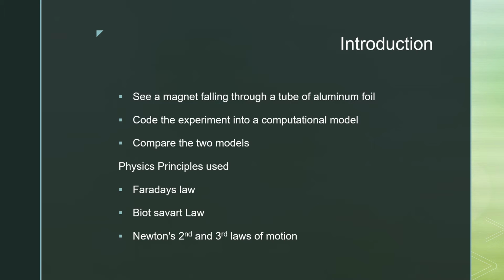Some physics principles that we ended up using in this lab were Faraday's law, the Biot-Savart law, and Newton's second and third laws of motion. We're going to be using each one with each other, so comparing gravity's effect on a magnet to what the tube and the magnet falling through the tube changes that.